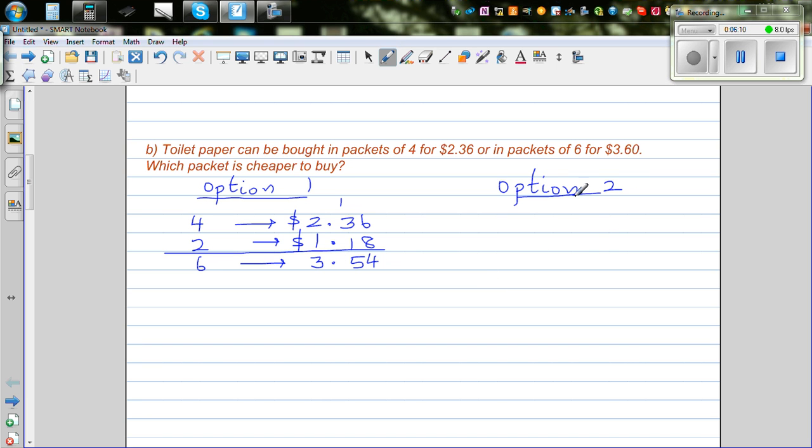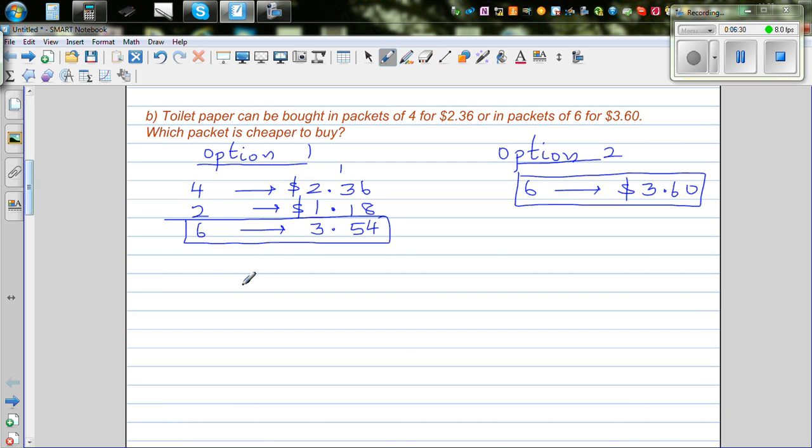For option 2, for 6 you get for how many dollars? $3.60. So which is cheaper? For option 2 you get 6 for $3.60, and in option 1 you get 6 packets for $3.54.